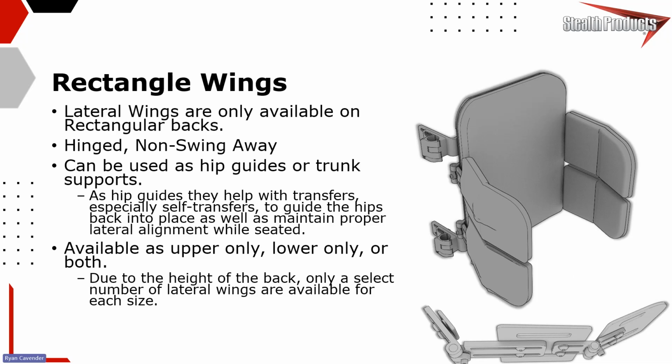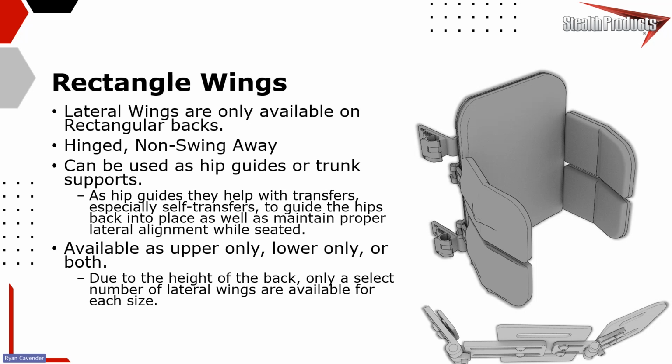Now, lateral wings or rectangle wings here, they're only available on the rectangle style back, and these are a hinged 2-piece lateral section of your back support. Once you tighten them all down, they are completely fixed. So these wings work very well to extend the contour and shape of the shell of the overall back support and give you a really supportive system.